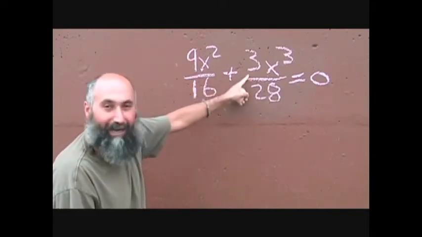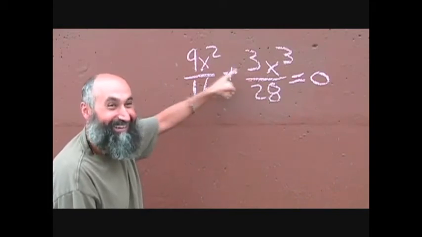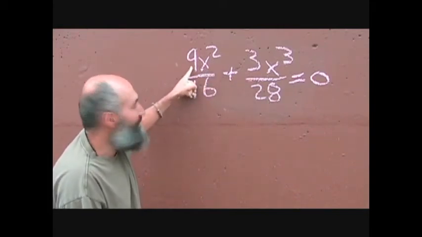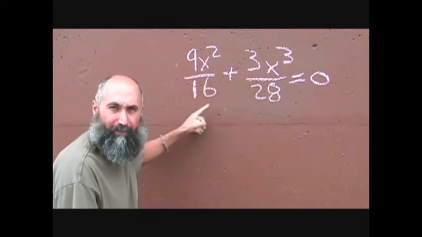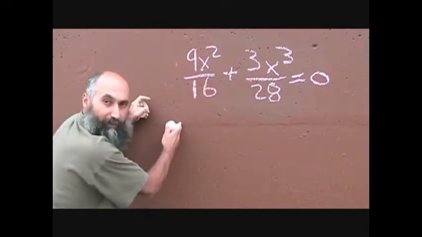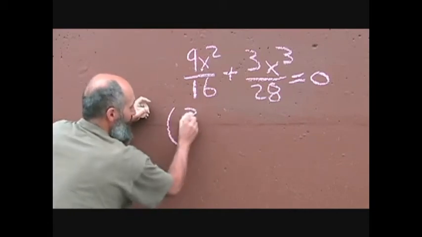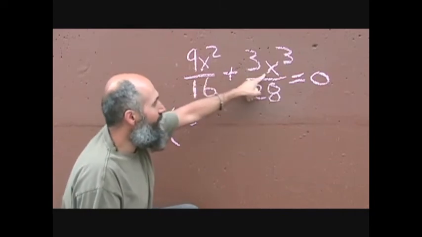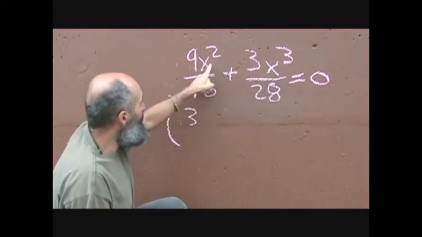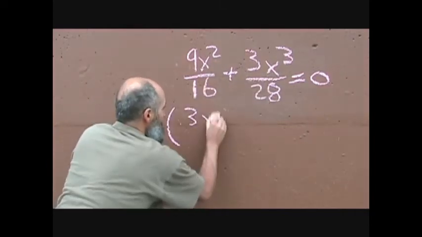You've got a 9 and a 3. What's the greatest common factor between 9 and 3? That's just 3. So let's put our brackets. You take out a 3 from here, and a 3 from here. You have an x squared here and an x cubed, so you can take out an x squared.